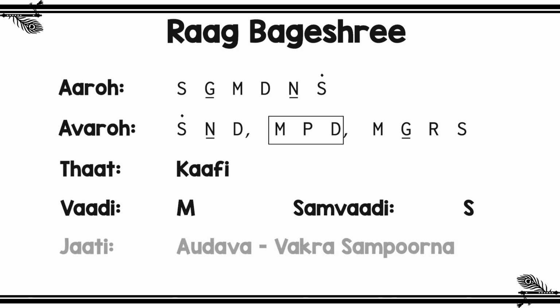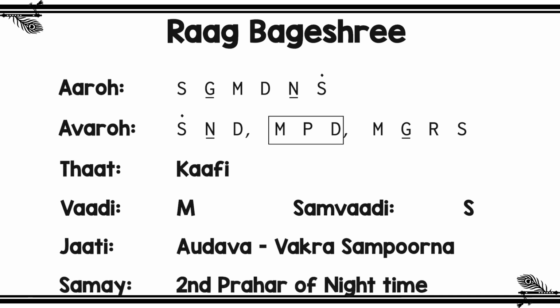The jati of this raga is Audav Sampurna, as the Aroha has 5 notes and the Avaroha has all 7 notes. This is a late night raga and is said to be played or performed in the second prahar of the night time. Let us now proceed to the composition that we will be learning to play in the next episode.